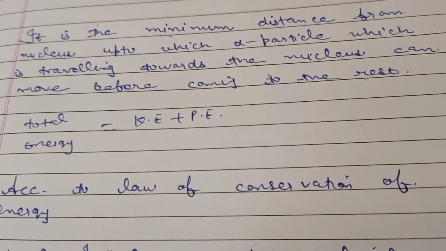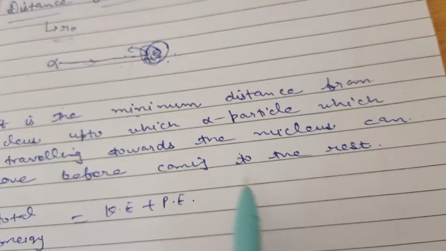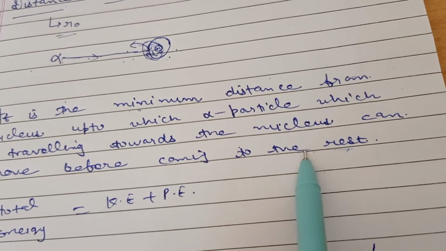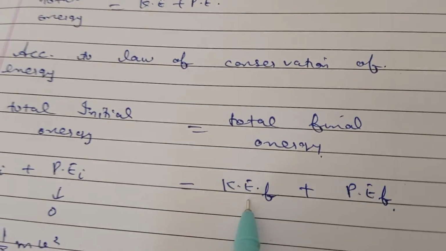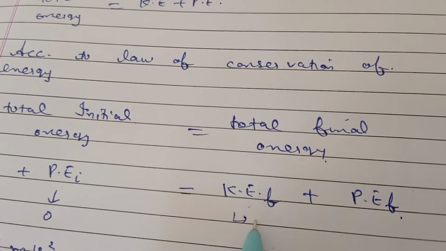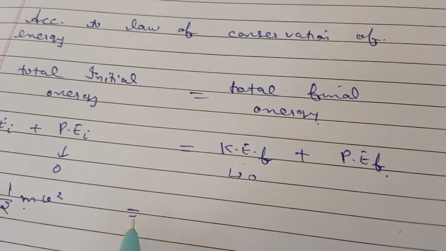Now, since at the distance of closest approach the particle is at rest, rest means velocity is 0, and velocity 0 means kinetic energy will be 0. So the final kinetic energy will be 0. What will be the final potential energy?